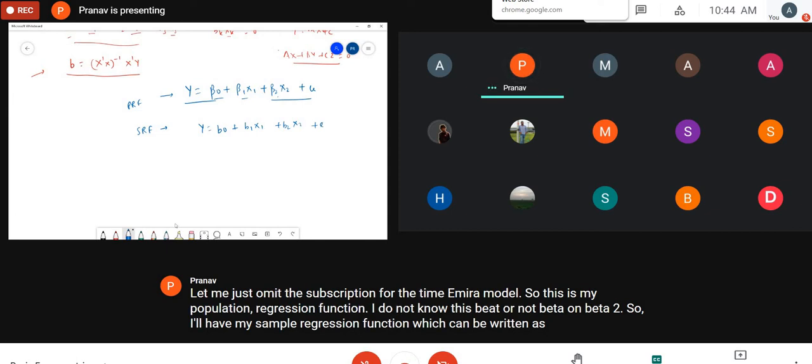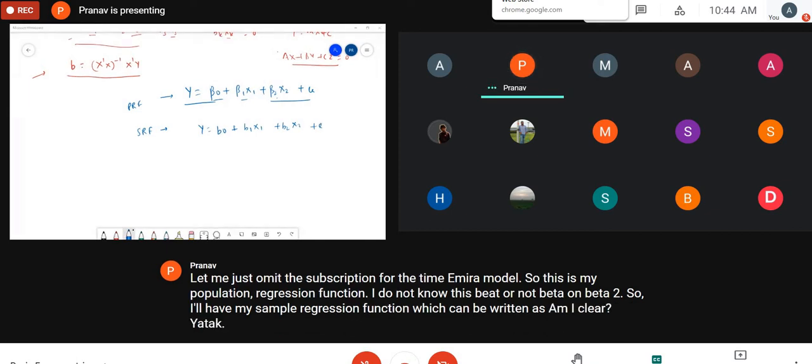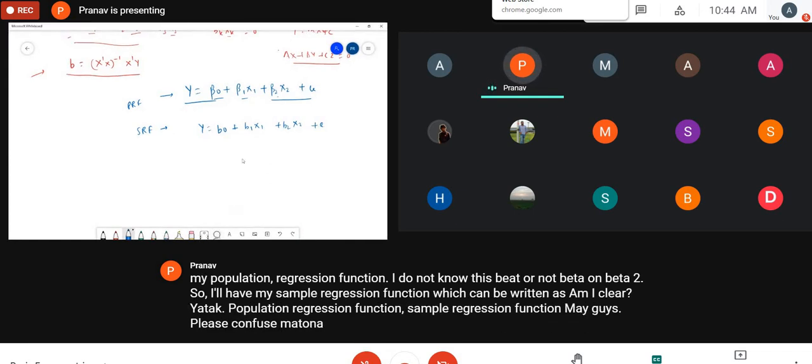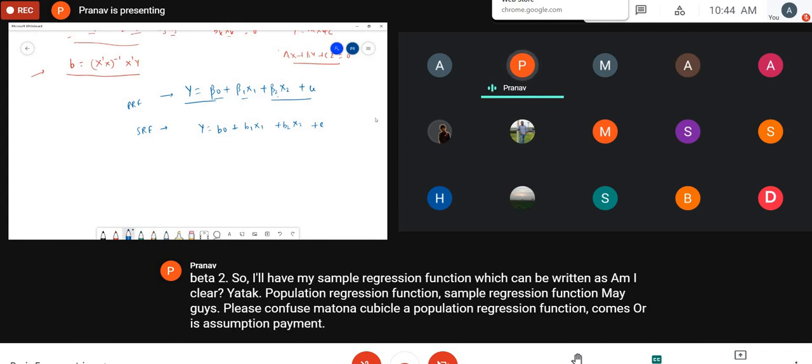Am I clear? यहां तक पॉपुलेशन रिग्रेशन फंक्शन, सैंपल रिग्रेशन फंक्शन में गाइस प्लीज कंफ्यूज मत होना, क्योंकि यही पे सारा खेल है. पॉपुलेशन रिग्रेशन फंक्शन को हम अज्यूम करते हैं ऐसा दिखेगा, और इस अजम्पशन पे हम आगे बढ़ते हैं कि जो सैंपल हम कलेक्ट किए वो इस पॉपुलेशन का रिप्रेजेंटेटिव है. एंड दैट्स व्हाई आई एम एबल टू राइट सैंपल रिग्रेशन फंक्शन लाइक दिस.